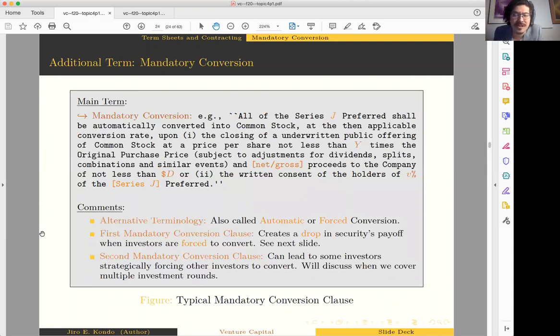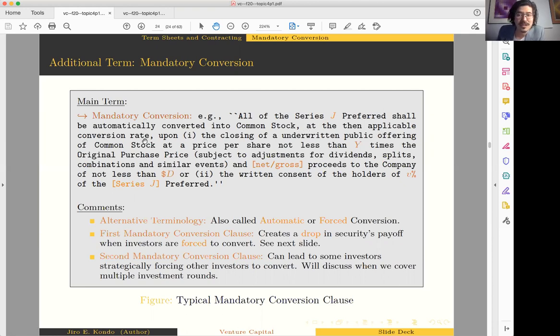There's one clause that shows up in these financial contracts that changes the payoff even when there's just one round of investment. And that's what we call a mandatory conversion term. The way it's typically written is the way it's written in this slide. In the financial contract, we would have a term, it usually is even labeled mandatory conversion. And then following the label, we'd have something like all of the Series J preferred shall be automatically converted into common stock at the then applicable conversion rate.